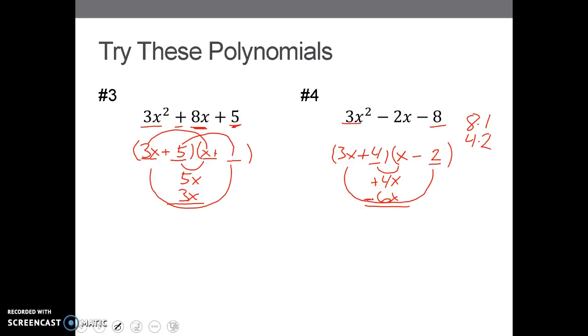It's probably a good idea to always go back and just check to make sure that your first terms still work. 3x times x does give me 3x squared. 4 times negative 2 does give me negative 8. And so you can see I have exactly what I need, and my two factors are going to be 3x plus 4 and x minus 2.